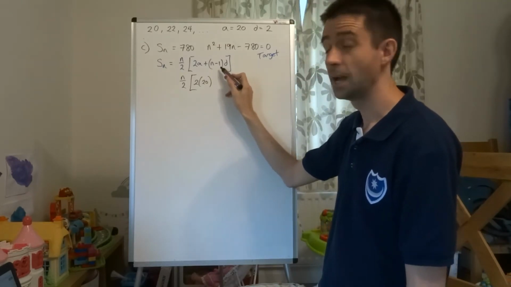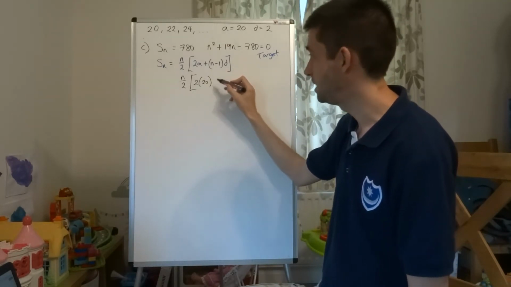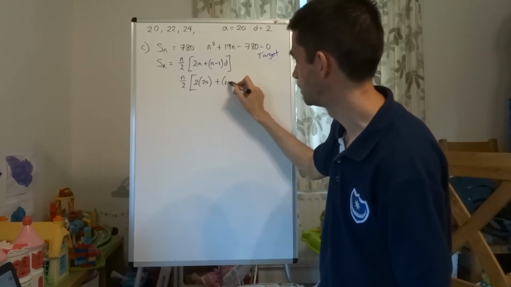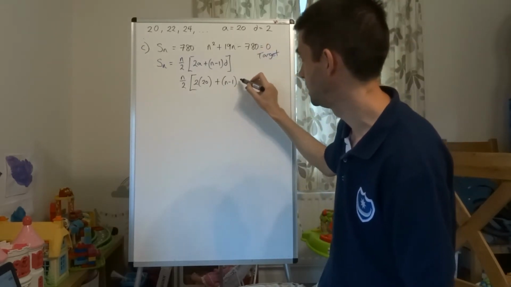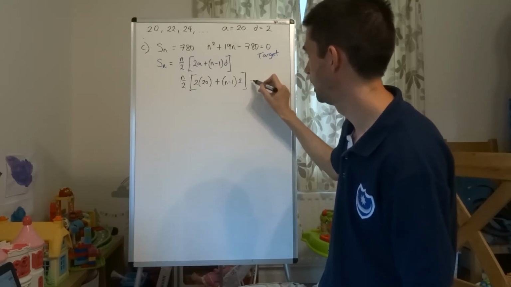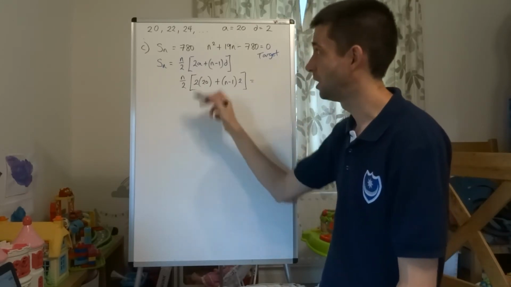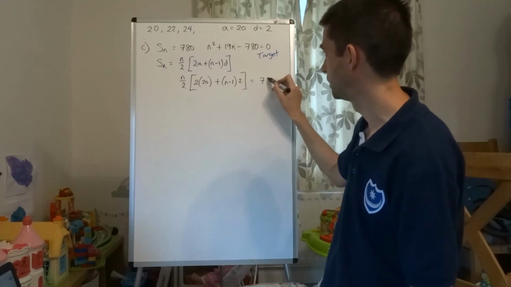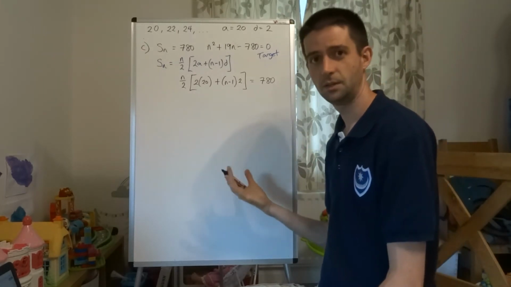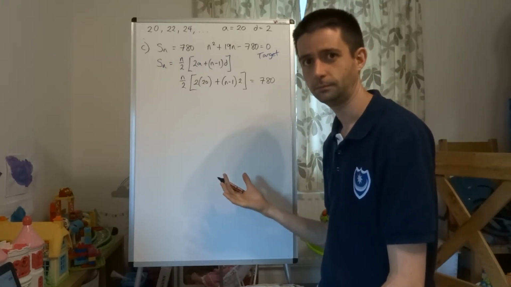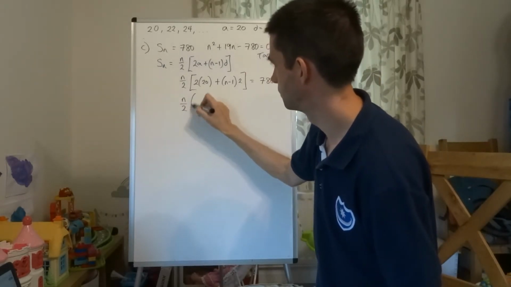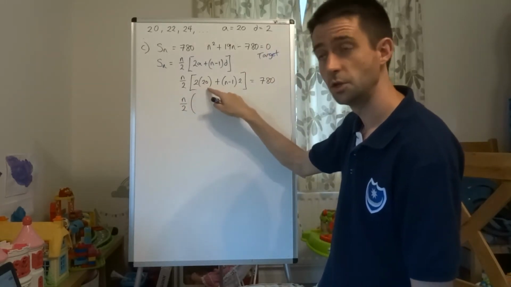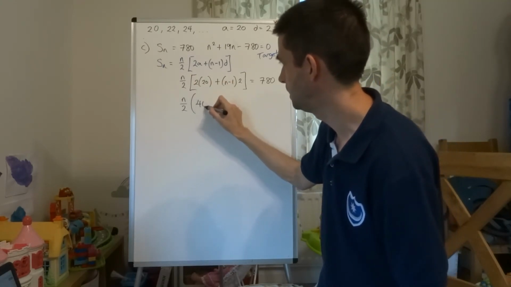Again, I don't know what n is, so n minus 1 has to remain in that bracket, but I know that the common difference here, d, is 2. And I know that the sum to n terms is 780, so I can write that this equals 780. Right, let's tidy this up a little bit. N over 2, leave that as it is. 2 times 20 is 40.